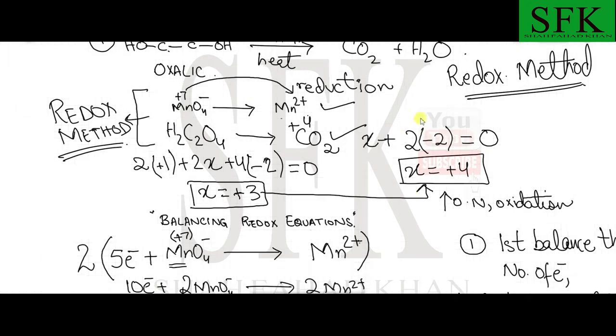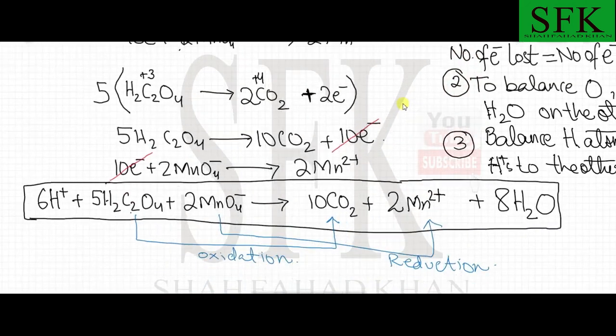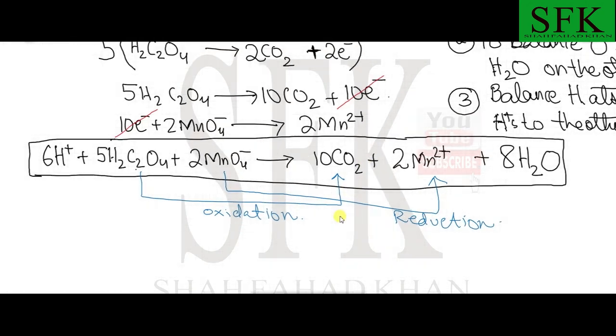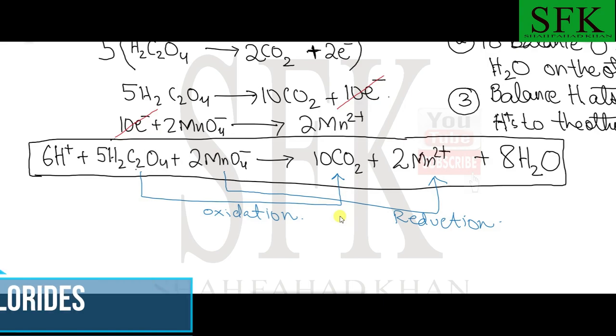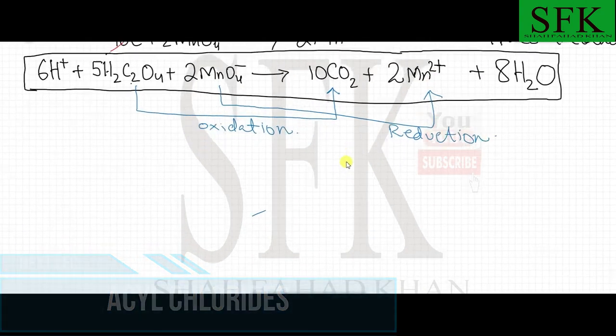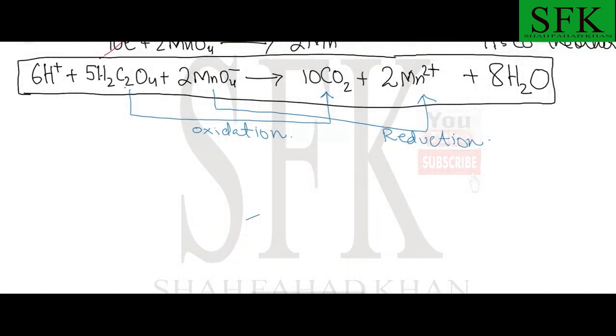And that's it with balancing redox equations with respect to the carboxylic acid chapter. Okay guys, so in the next video we are going to talk about acyl chlorides. Finally we are done with benzene and carboxylic acids, and in the next chapter we are going to start out with acyl chlorides.